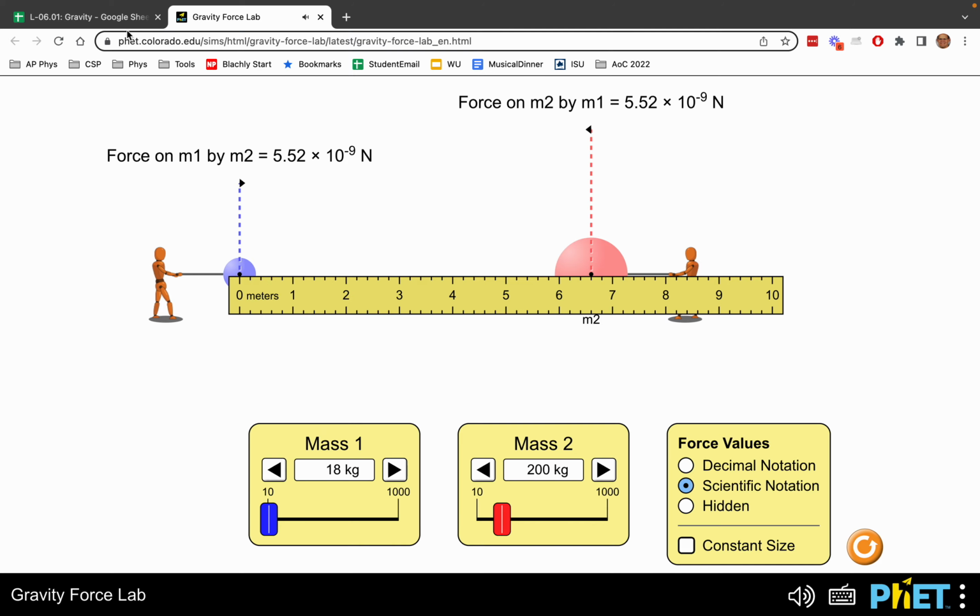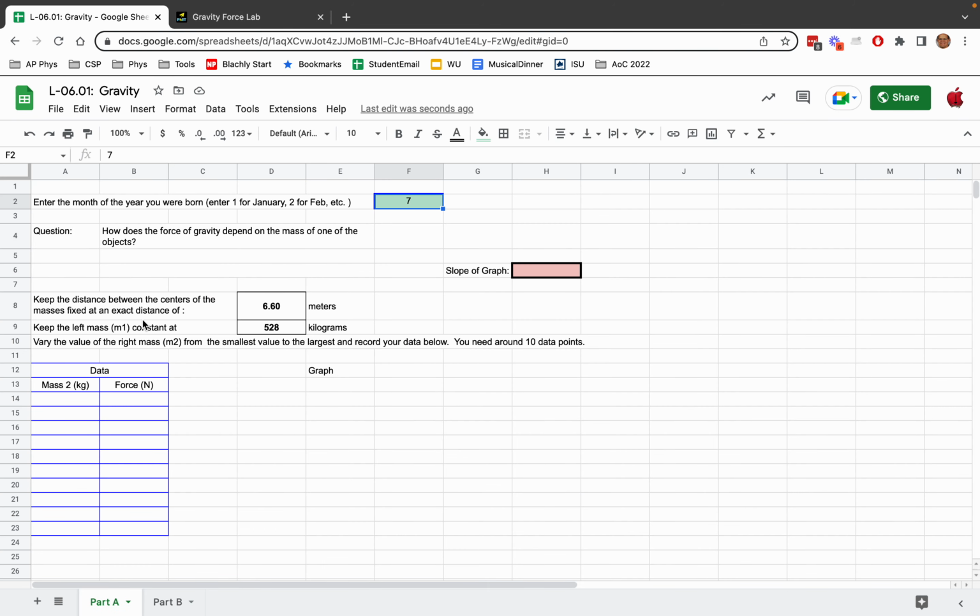Okay, so once you've done that, it tells you keep the left mass constant at some value. And then you are going to vary the right mass. And for each value of mass 2, the right mass, you're going to measure the force. So that one we just did, 2.08, you're going to type a capital E and then a negative 8. And it will put it in there in scientific notation. Okay? That's a lot. You can also type 0.0000, all those zeros, but it's easy to get them wrong.